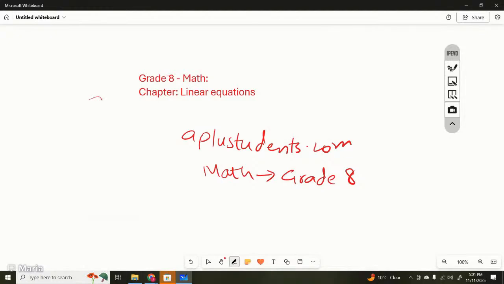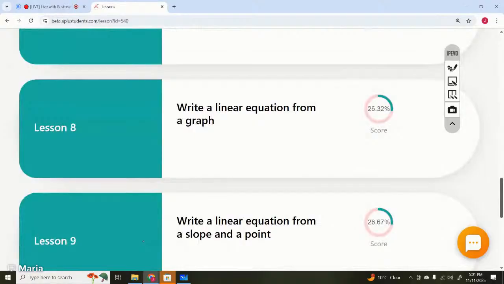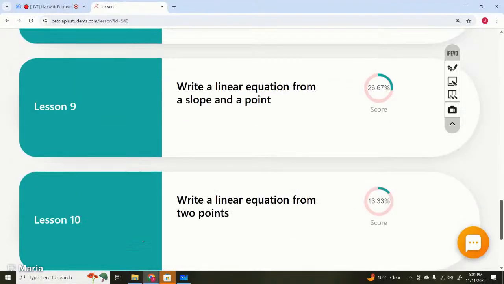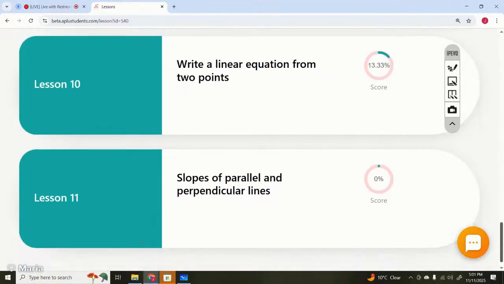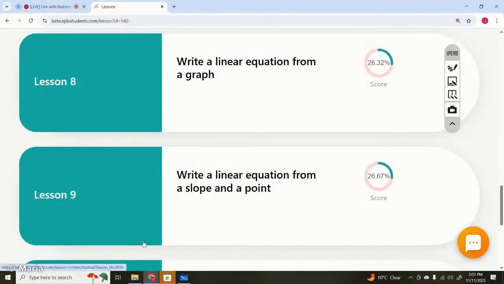We're going to start with the chapter linear equations. The lesson we're going to cover today is linear equation from a graph.